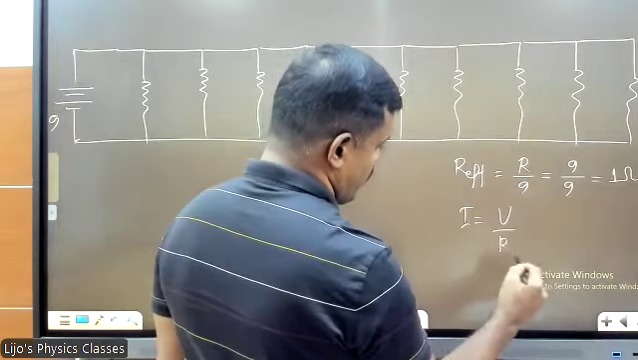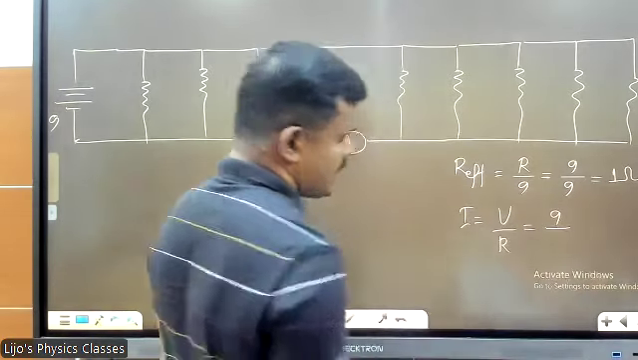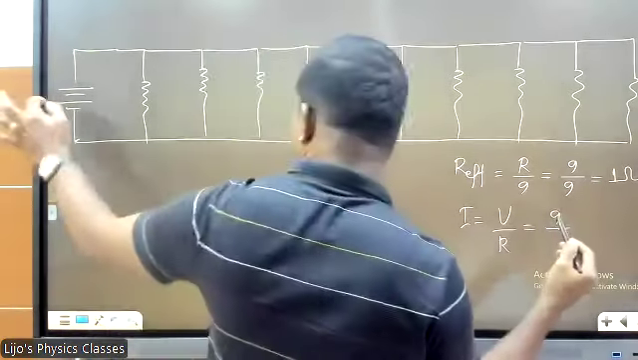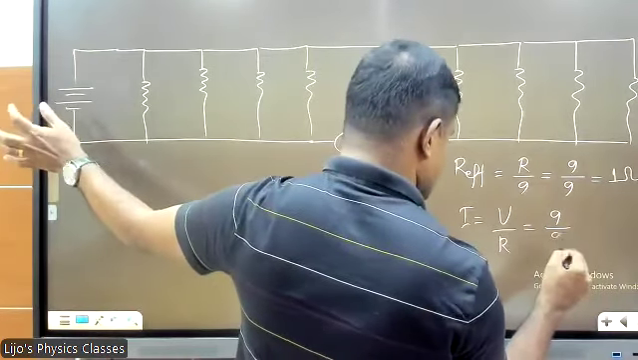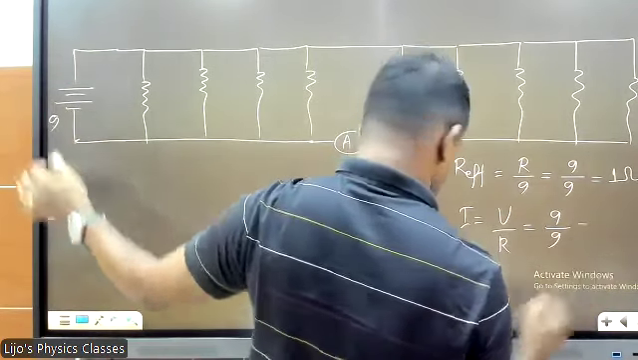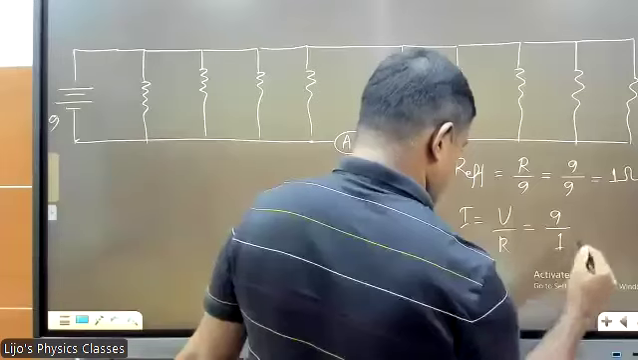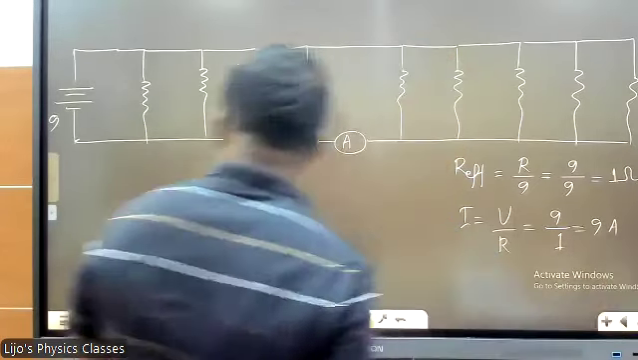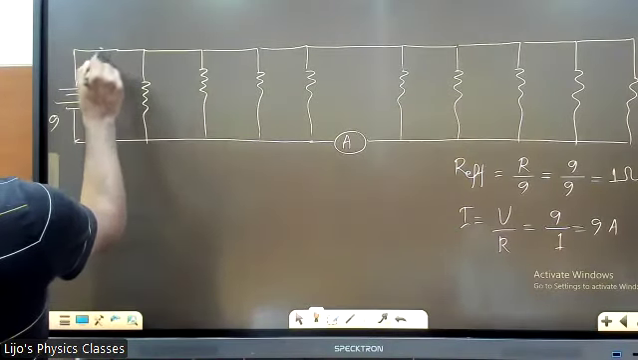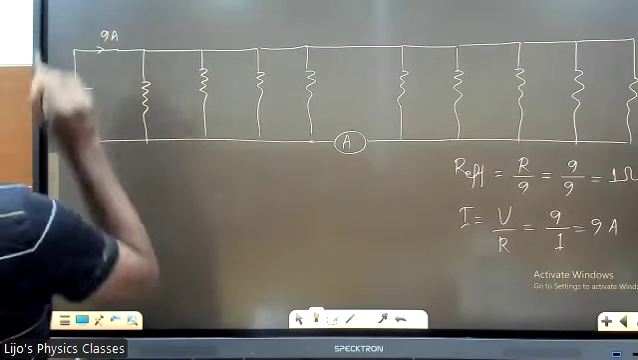You can use Ohm's law, V by R. Voltage is 9 in the question. Look at this. 9 by 1, so that makes it 9 amperes. So my main current that is leaving the cell is 9 amperes, right?